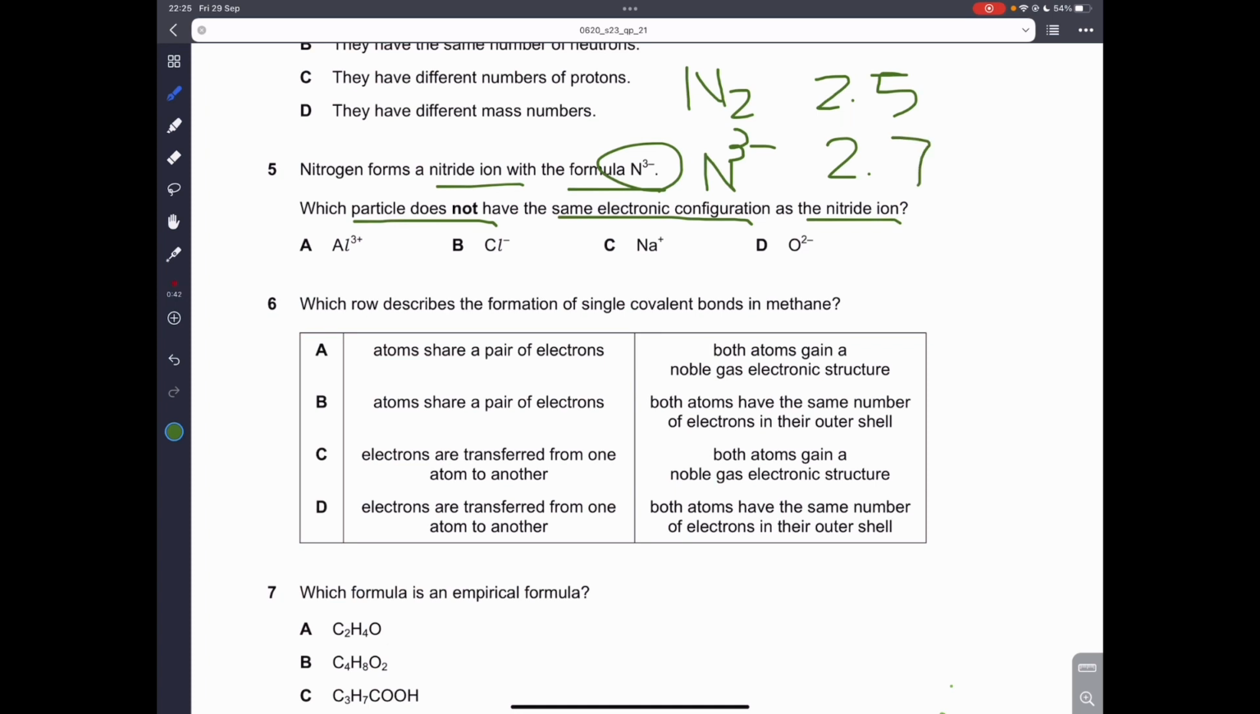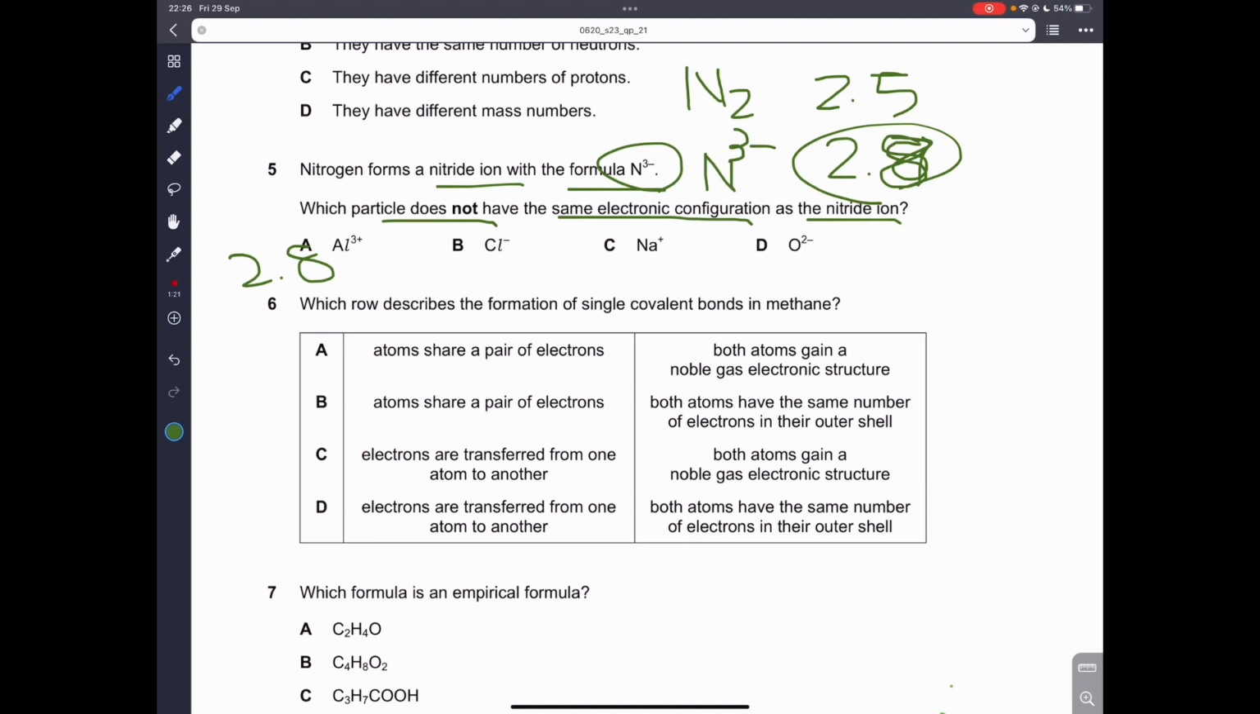So it's going to gain 3 electrons, right? So 5 plus 3 is going to be 2.8. So it's going to have the same electronic configuration as a noble gas. Now let's look at Al3+. When we write Al, it is going to be 2.8.3, because it is 3+, it has lost 3 electrons, it is going to be 2.8. Now this 2.8 has the same electronic configuration as the nitride ion.